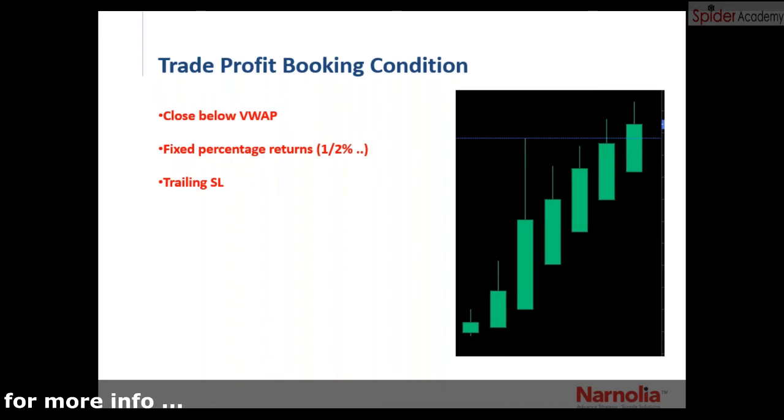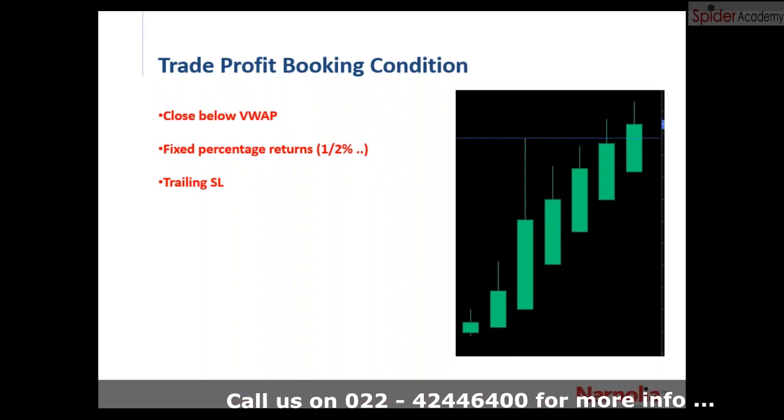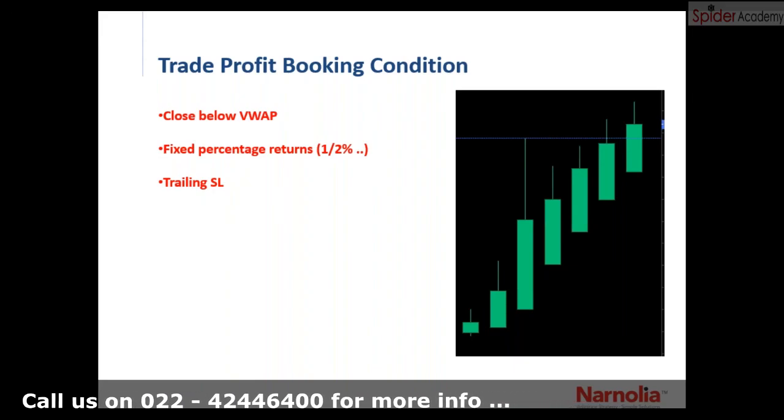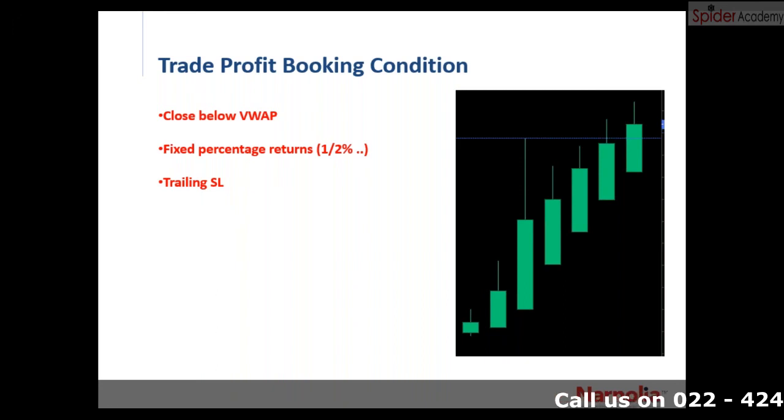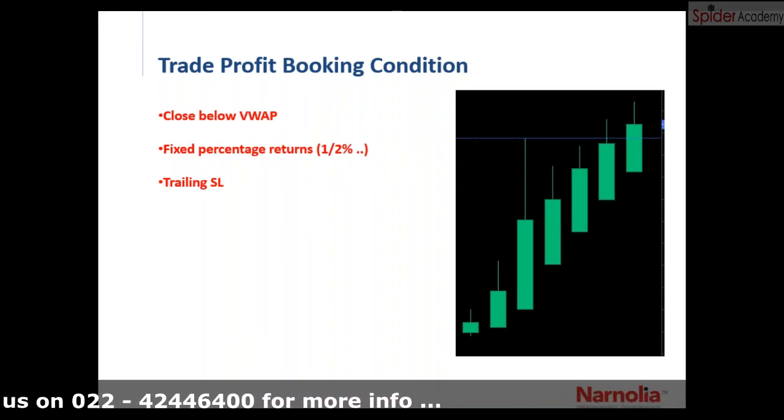So it is a good strategy for those who are really quick to exit, that you can book profit in 1% or 2%, or you can wait for prices to come down and close below VWAP. The third way to exit is, you can always trail the stop loss below each candle. So you have to be a very quick trader. In all these conditions, you have to be a quick trader.